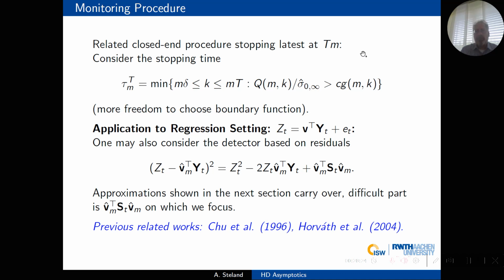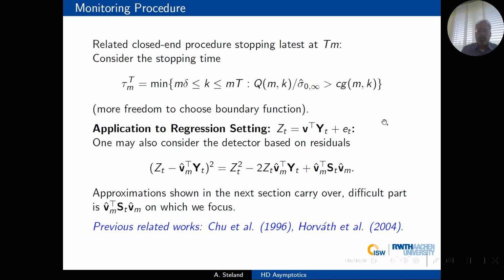And in case we introduce a time horizon, which we express as a multiple of the sample size of our training sample, then we consider this stopping time, which stops at the latest at the time horizon. Otherwise, the construction is the same. And in this case, one has more freedom to choose a boundary function, actually.